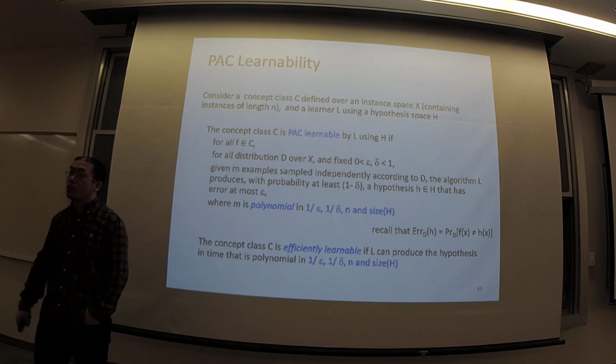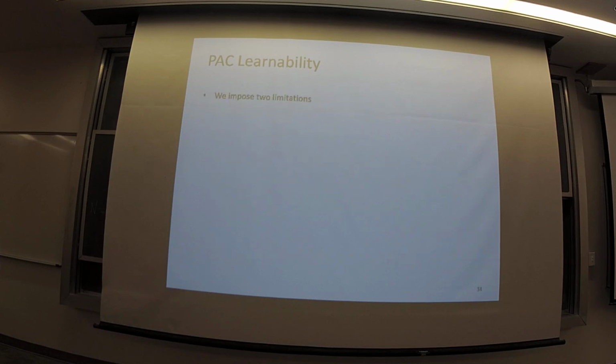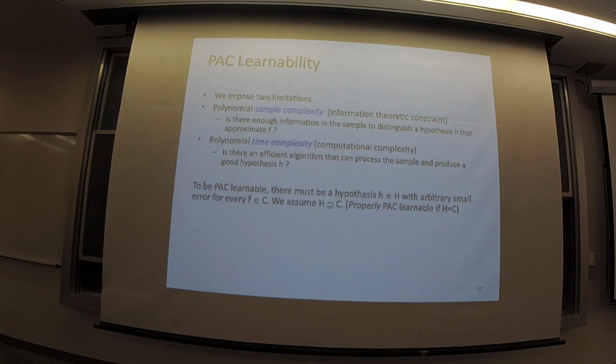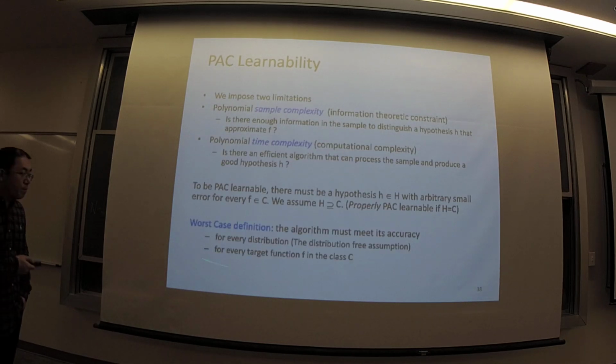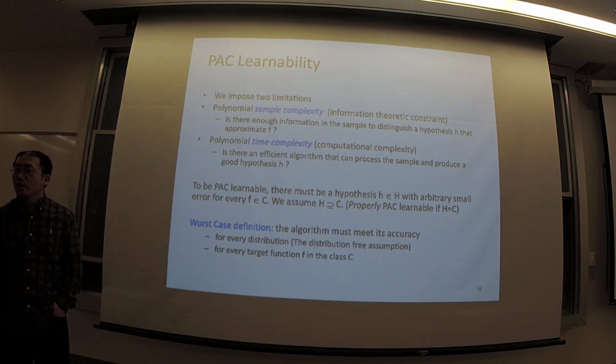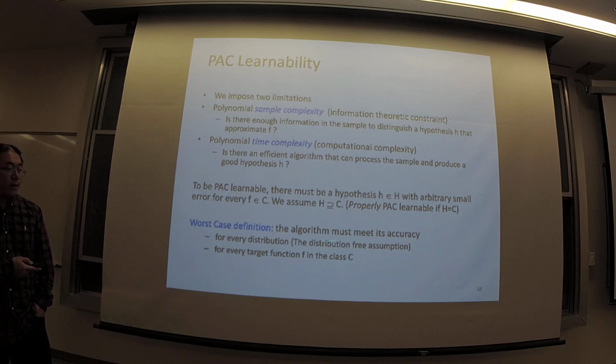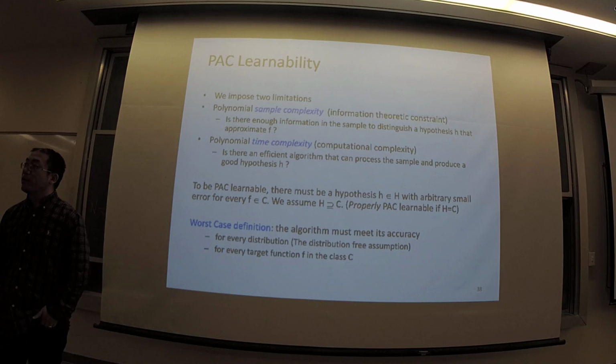So to say, this is a very strong requirement, right? In other words, the definition of PAC learnability is called a worst-case definition, because it requires your learning algorithm to meet its accuracy for every distribution and for every target function, and also for every epsilon and delta level.